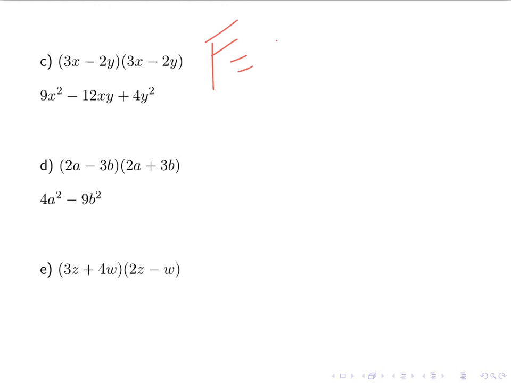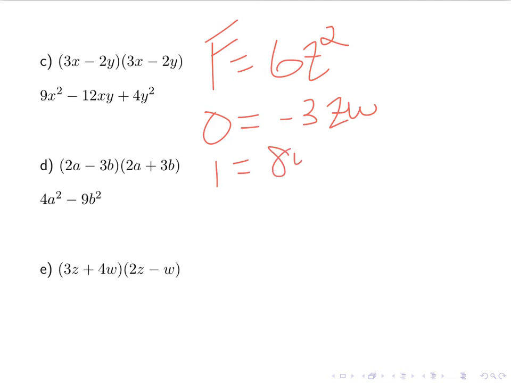Again, the first, 6z squared. Outer, negative 3zw. Inner, 8wz. And L, negative 4w squared. So the last being negative 4w squared.